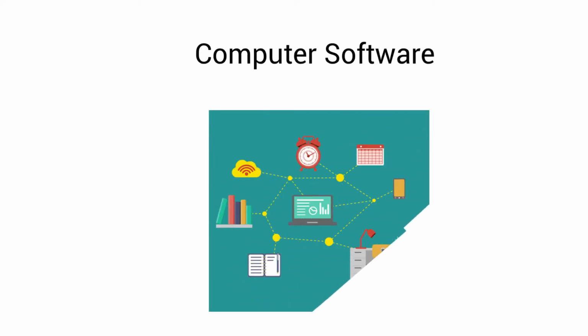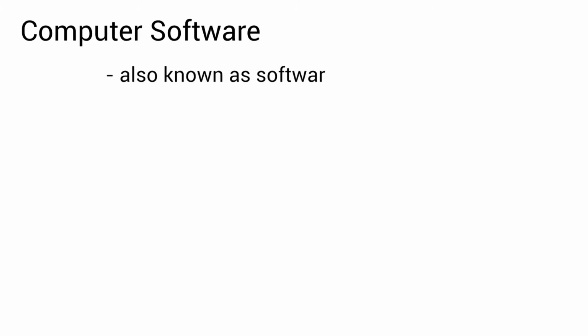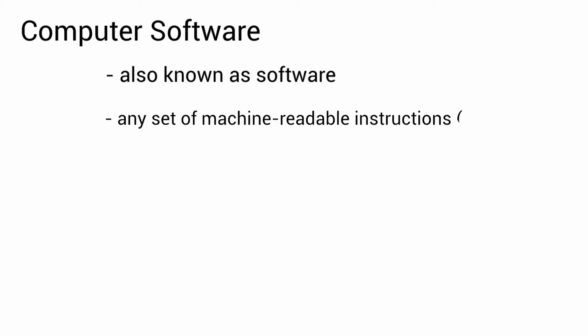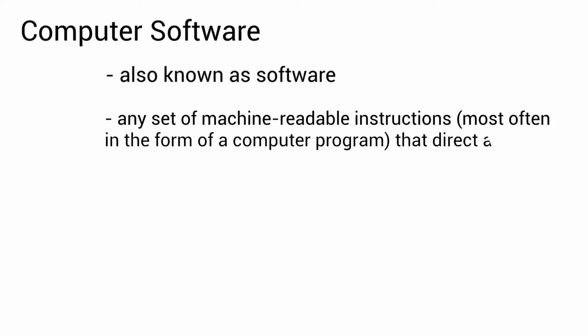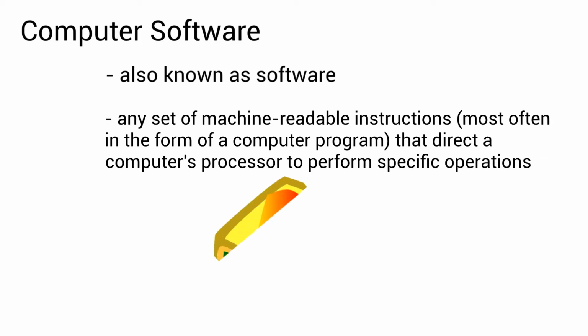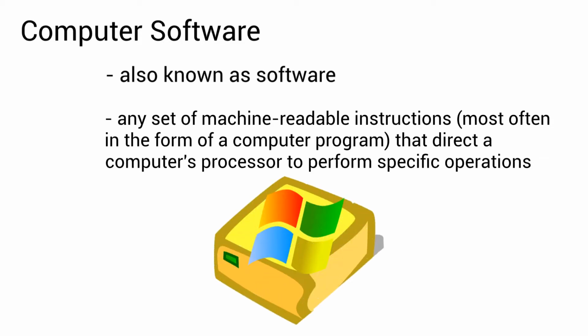Computer software. Computer software, or just software, is any set of machine-readable instructions, most often in the form of a computer program, that direct a computer's processor to perform specific operations. This term is used to contrast with computer hardware, the physical objects that carry out the instructions.